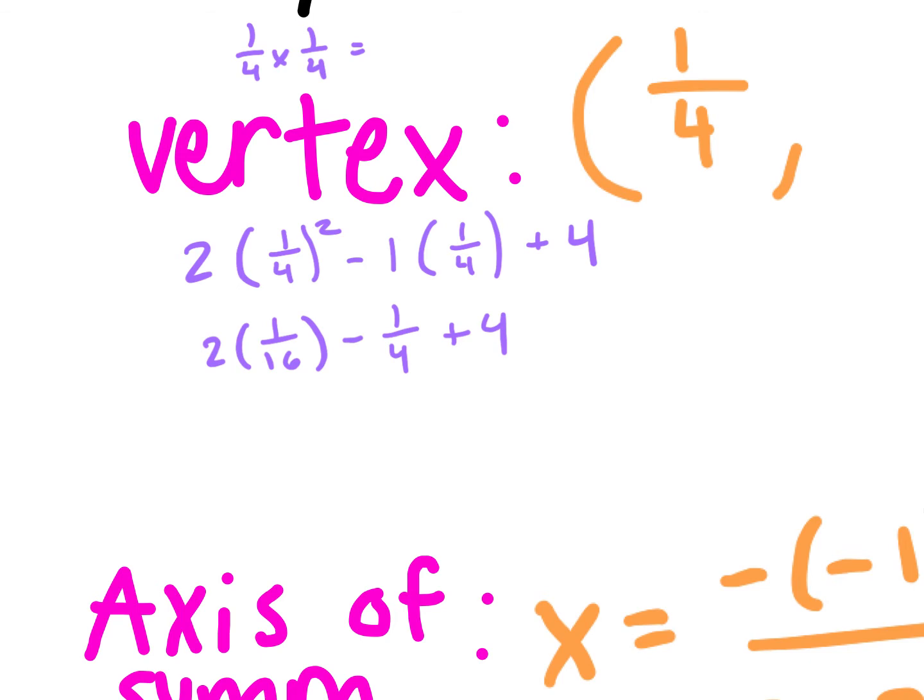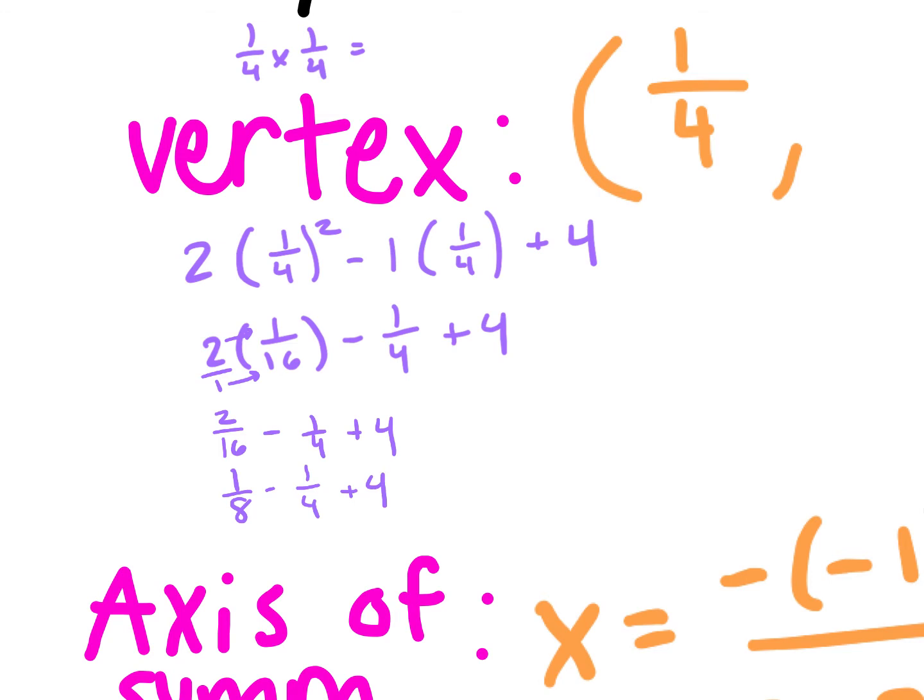Multiply. So 2 times 1 over 16. This is 2 over 1. So multiply the tops together, multiply the bottoms. So 2 over 16 minus 1 over 4 plus 4. All right, we could simplify 2 over 16 to 1 over 8 minus 1 over 4 plus 4.